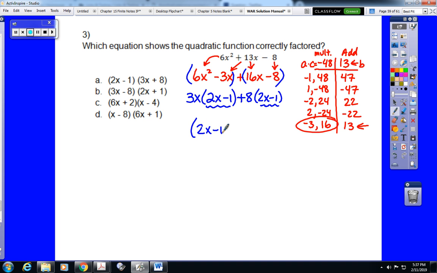So I factor out 2x minus 1, and I'm left with 3x plus 8, meaning my two factors are 2x minus 1 and 3x plus 8. That is A.